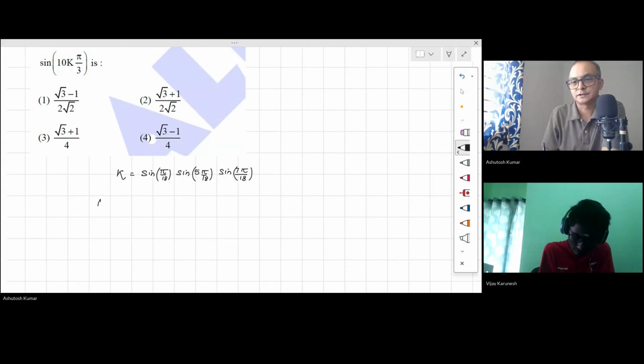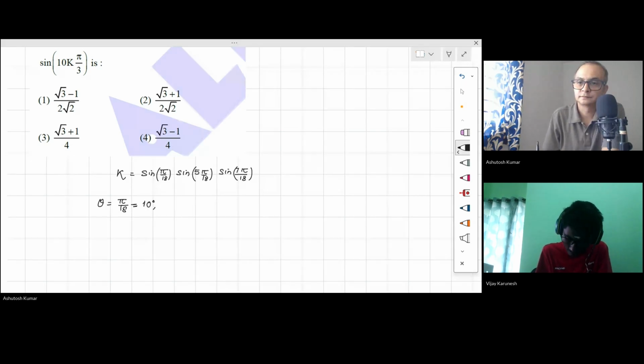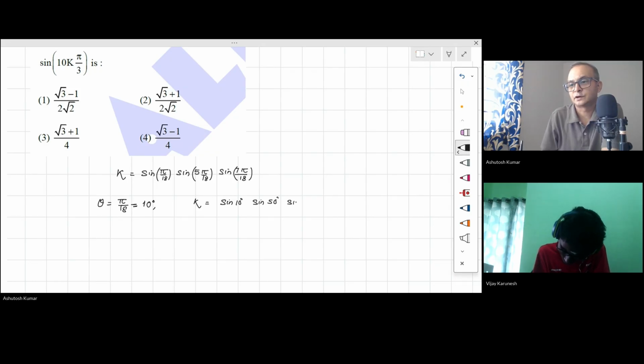So what you are suggesting, yes, now I think it's convenient. We have k is equal to sine 10 degree, then sine 50 degree, and sine 70 degree. So what you are suggesting is that there is sine 10, this is sine 60 minus 10, and sine 60 plus 10. Perfect. Very good.